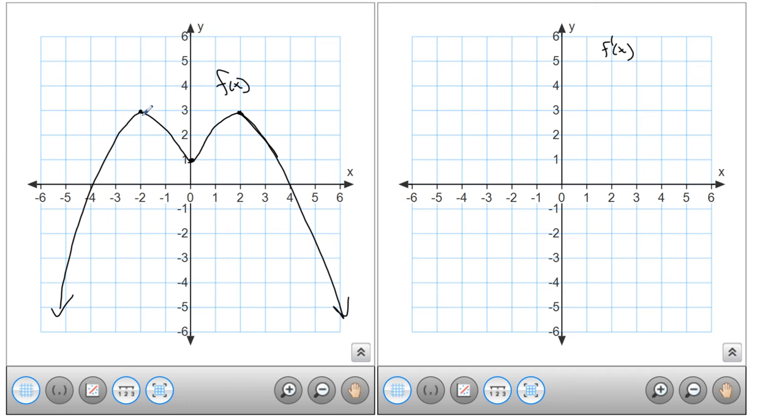So I have it changing from increasing to decreasing at values of negative 2, 0, and positive 2. It changes from increasing to decreasing, then from decreasing to increasing, and then from increasing to decreasing again. So on this part of the function, this is increasing, and so the first derivative has to be positive.